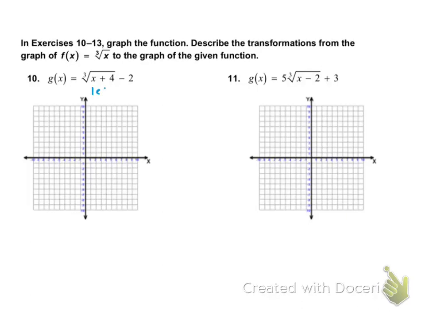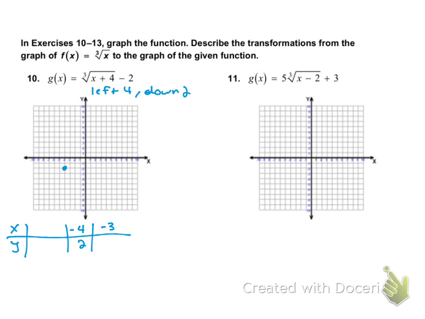This transformation will be left 4, down 2, this translation. Okay? So my first point will be at -4, 2. So the next point I'm going to plug in here is -3 for x.